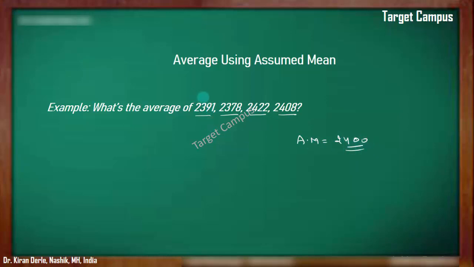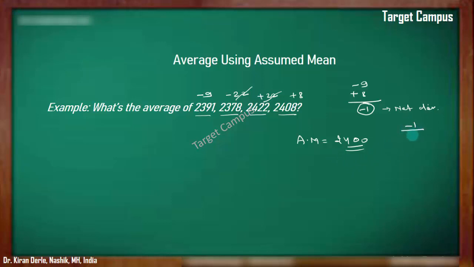This is the assumed mean. So this is minus 9 from 2400. This term is minus 22. This term is plus 22. So this will ease our work. This is plus 8 now, right? So if we add up these deviations, minus 22 plus 22 will nullify the effect. So minus 9 and plus 8, by adding this we would get minus 1, right? So this is the net deviation.